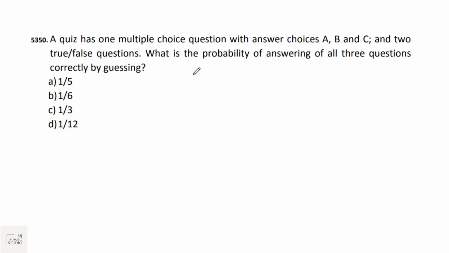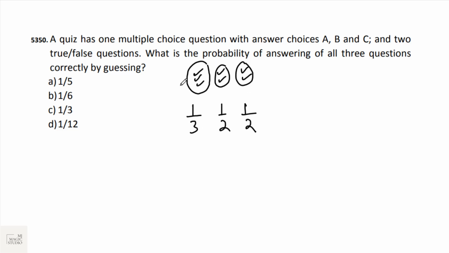A quiz has one multiple choice question with 3 options and 2 true and false type questions. What is the probability of answering all 3 questions correctly? So the probability of answering the first question correctly is 1/3, the second question correctly is 1/2, and the third question correctly is also 1/2, because for the first question we have got 3 options, for the next 2 questions we have got only 2 options, that is true and false. Since they are independent in nature, the overall probability is 1/12, option D.